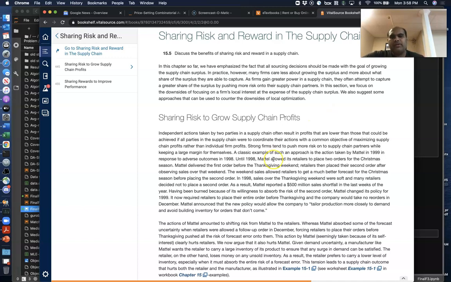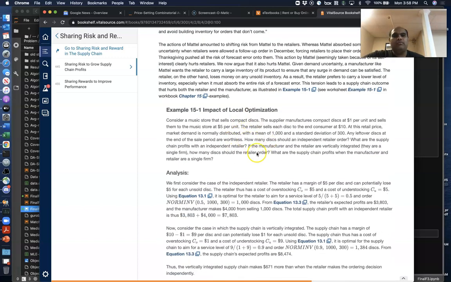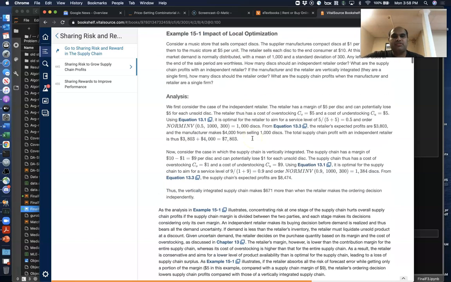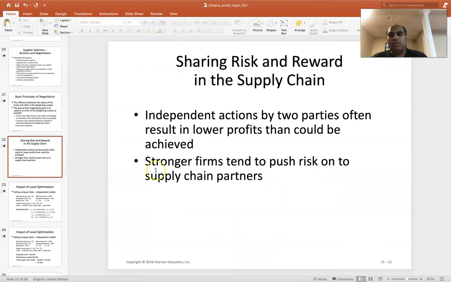And so let's begin with a very, very basic example, which is the impact of local optimization. So just working locally is not good. Working locally does not always lead to the best scenario. So independent actions by two parties. So let's look at a simple supply chain. There's a manufacturer who's selling to a retailer. Let's look at the simple example.